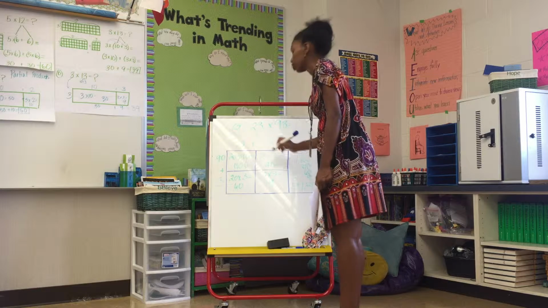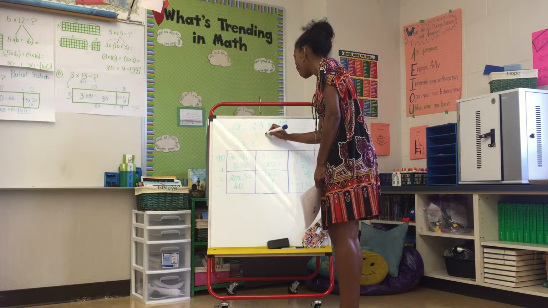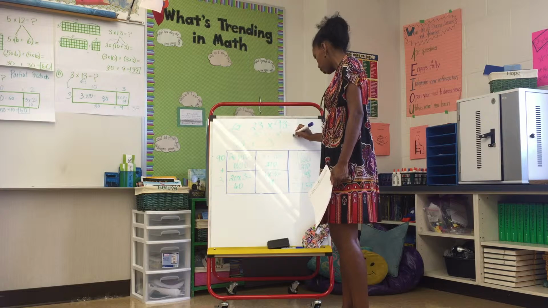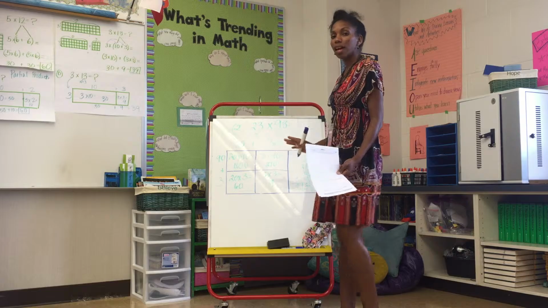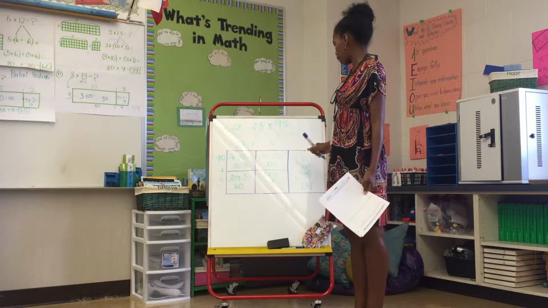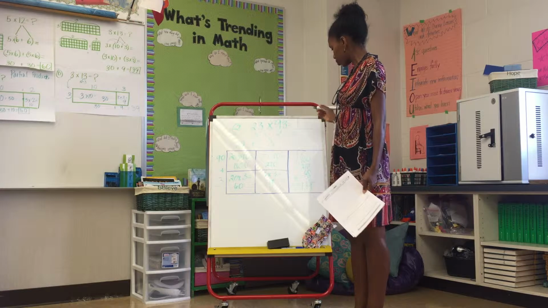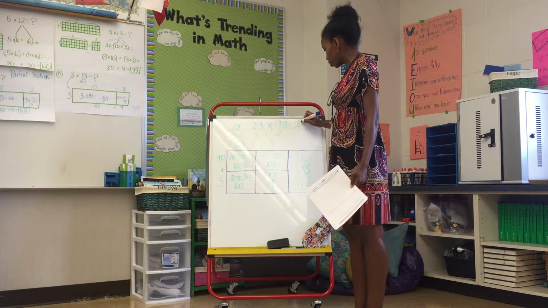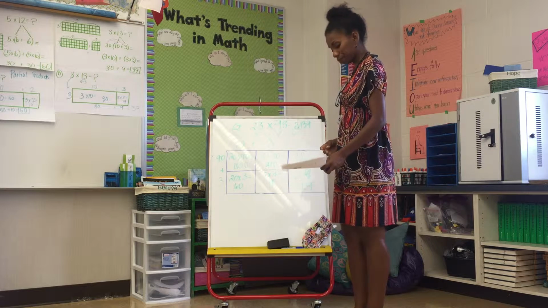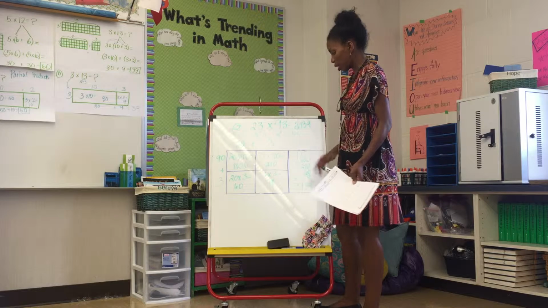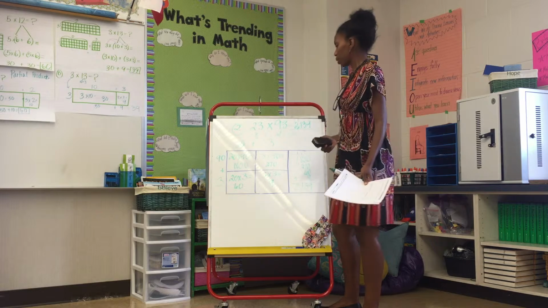So for my first box, I'm going to see that 20 and 90 meet. So I can write 20 times 90. Well, I know 2 times 9 is 18, therefore 20 times 90 would be 18 with 2 zeros, 1,800. In the next box, I have 3 meeting with 90. So I'm multiplying 3 times 90. And I know 3 times 9 is 27, and I just add 1 zero to the end, so 270.